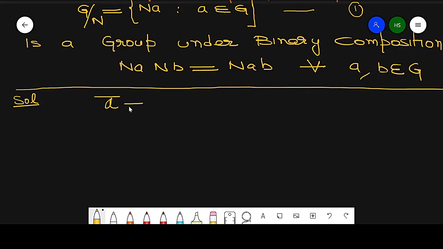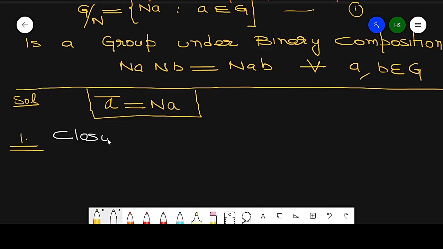So what is a bar? A bar is a right coset of N in G. Because N is normal, the right and left cosets are the same. So also remember the second notation of the member of this G by N set. Now to prove it is a group, what is my first property? That is the closure property. So I will discuss properly this as a group. So first is the closure property.